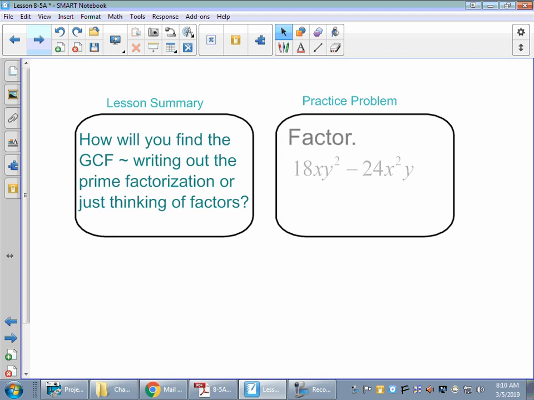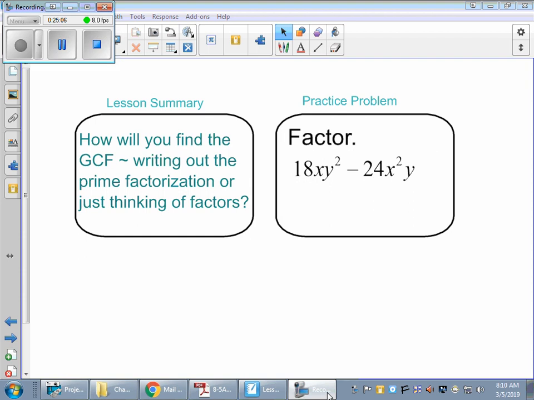And then let's make sure we do this practice problem to get us going there. I want to factor 18xy squared minus 24x squared y. So again, find your greatest common factor first. If you have to make a prime factorization table, do it, because it'll help you. But other than that, we'll look at it some more and answer some questions. Okay? I know it was a lot today, but bring any questions and we'll be ready to roll.